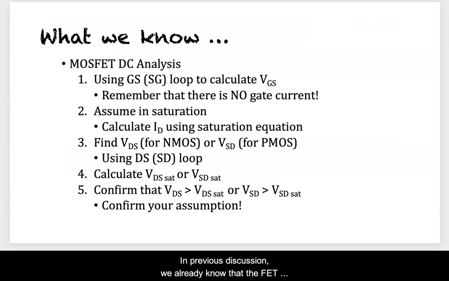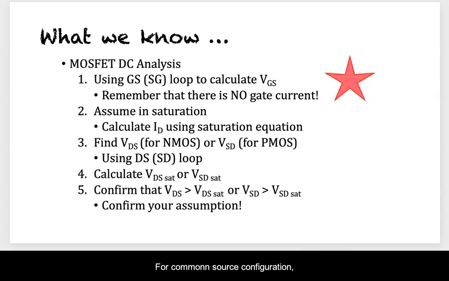In previous discussion, you already know that the FET operates in saturation region. We know how to solve DC analysis of the FET. For a common source configuration, we start at the gate source input loop, and we also know there is no gate current, or IG equal to 0.